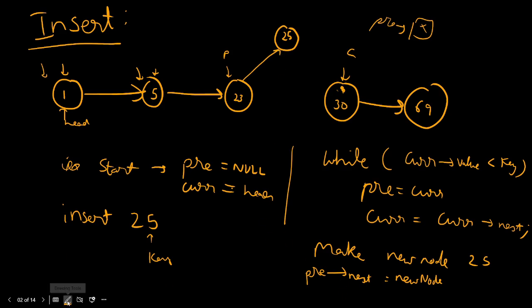And then I should change 25's next node to my cur. So new node's next is equal to cur. And this is what I did. So now 25 has been inserted. That's it. This is the base case.